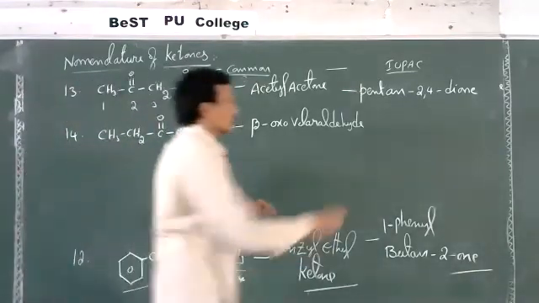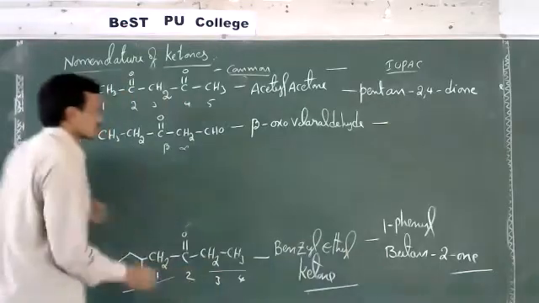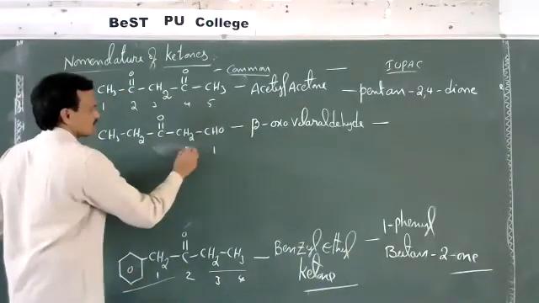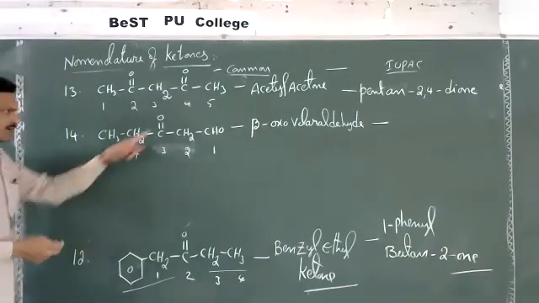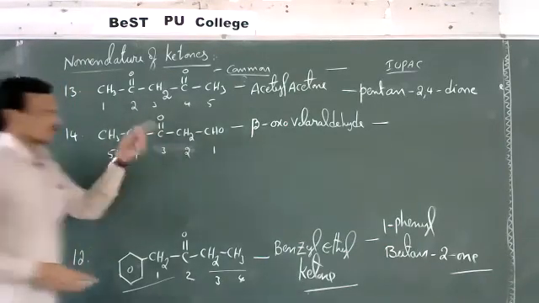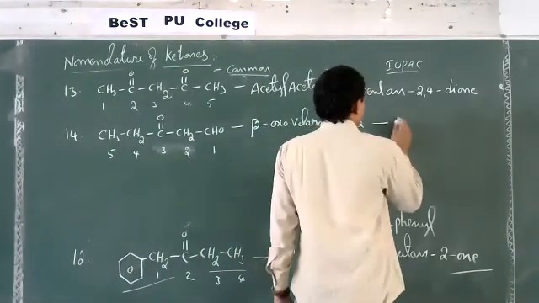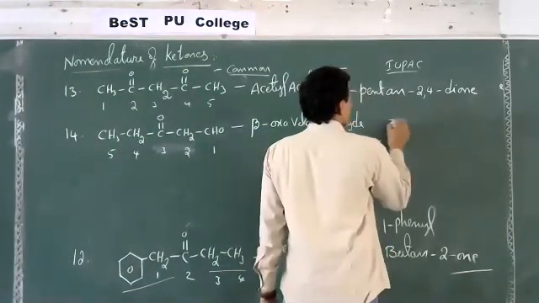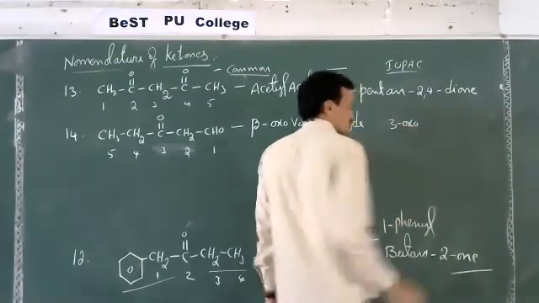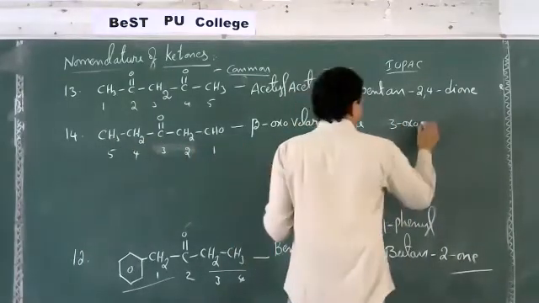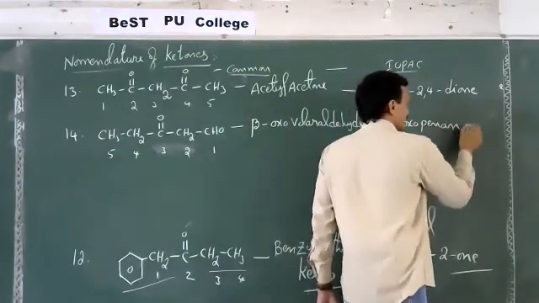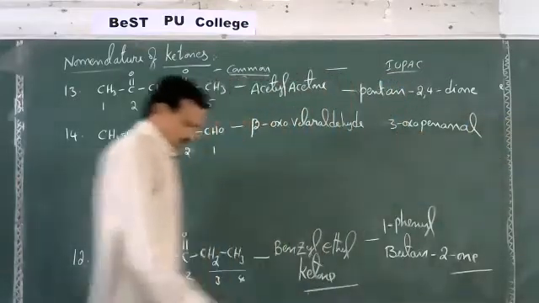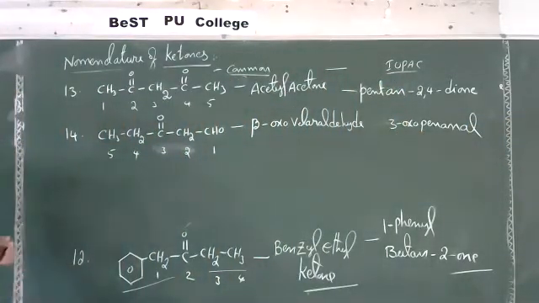Now what is the IUPAC name? Let us see. Just give numbering here now. 1, 2, 3, 4, 5. At third position, oxo group is there. So 3 oxo. So its IUPAC name is 3 oxo. 5 carbons are there. Pent, single bonds are there, n, aldehyde group is there, al. 3 oxopentanal. This is.